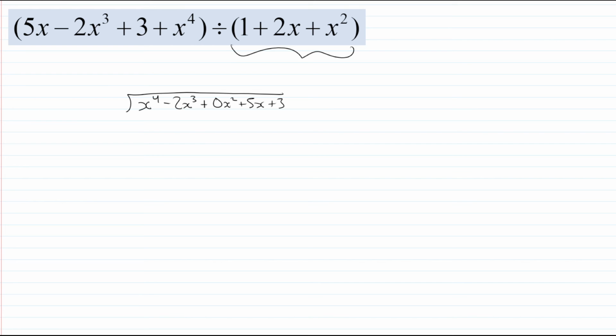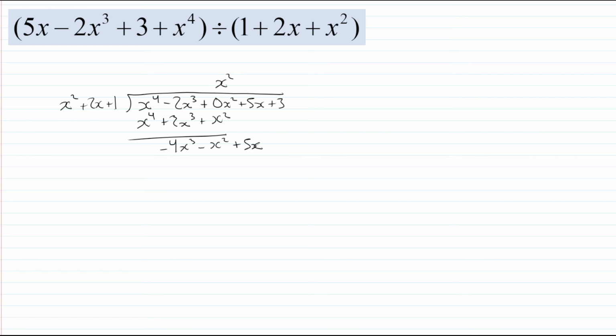And we're going to divide that by this trinomial here, which again I will write out in descending powers of x. So we'll start with x squared plus 2x plus 1. Okay, and let's do our long division. x to the 4 divided by x squared is going to be x squared. So I'll write it over here, and I'll multiply this by the entire divisor, which gives us x to the power of 4 plus 2x cubed plus 1x squared. And when we subtract, we get 0x to the 4, we get negative 4x cubed, and we get negative 1x squared. So now we can bring down our 5x and repeat the process again.